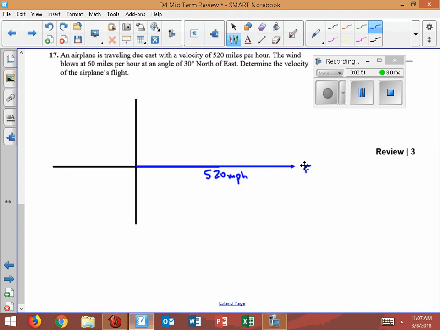Remember, this way is due east. This would be due north. This would be due south. This would be due west. Now, it says something else that happens. It's not the airplane. What else is occurring?